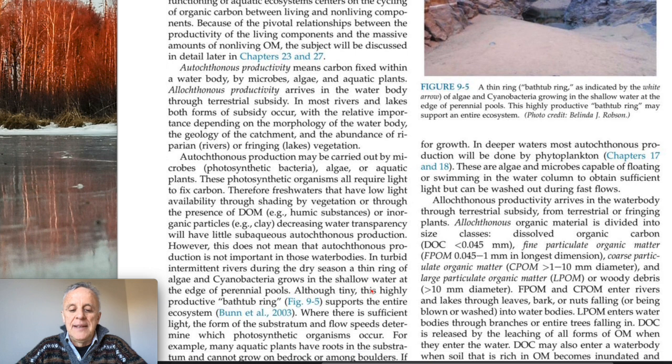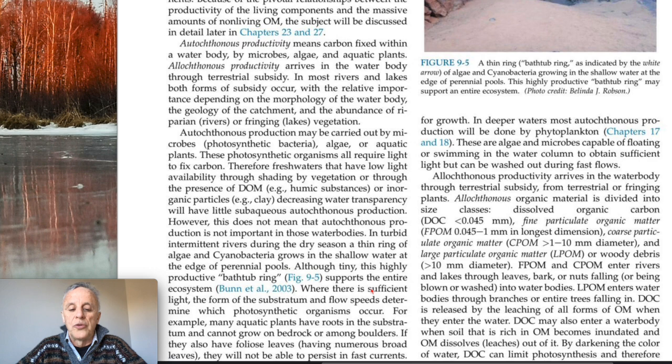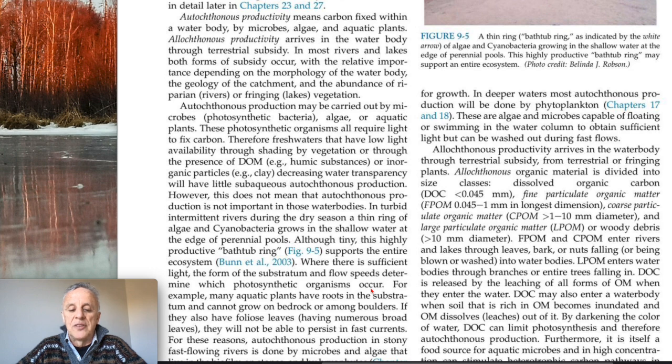However, this does not mean that autochthonous production is not important in those water bodies. In turbid, intermittent rivers during the dry season, a thin ring of algae and cyanobacteria grows in the shallow water at the edge of perennial pools. Although teeny, this highly productive bathtub ring supports the entire ecosystem.